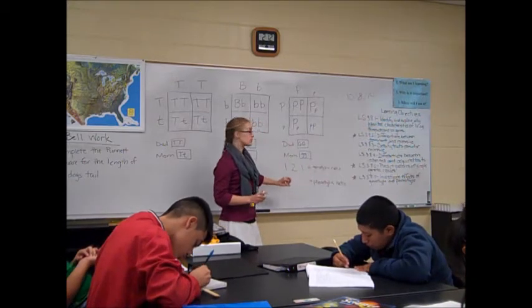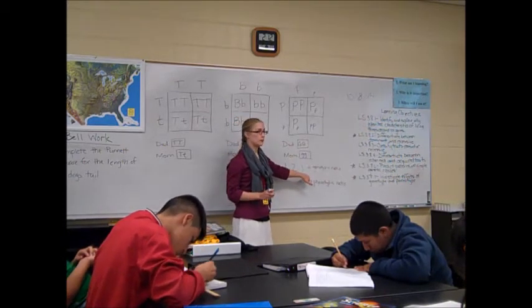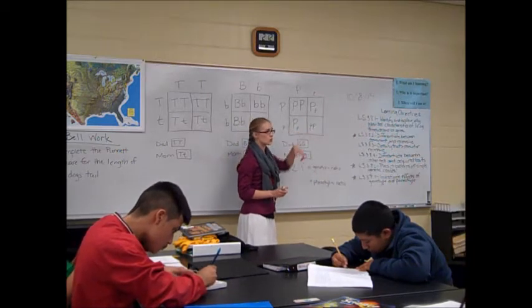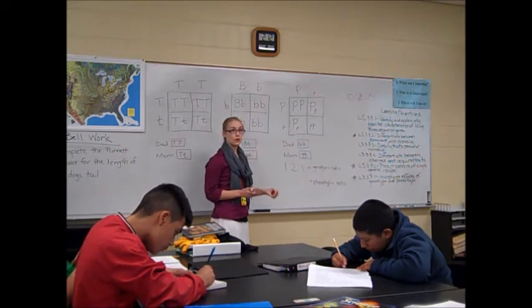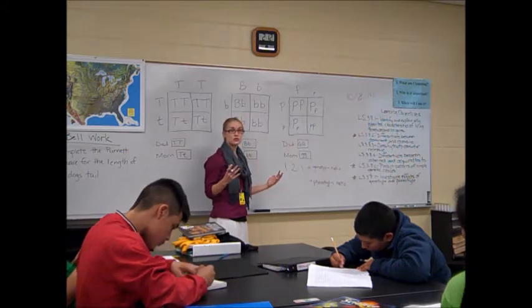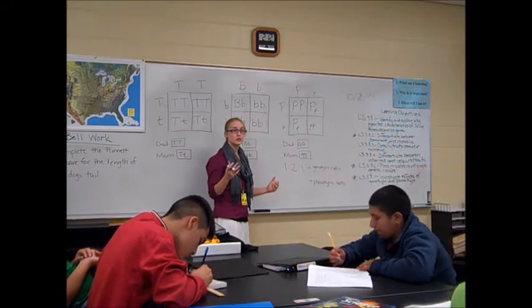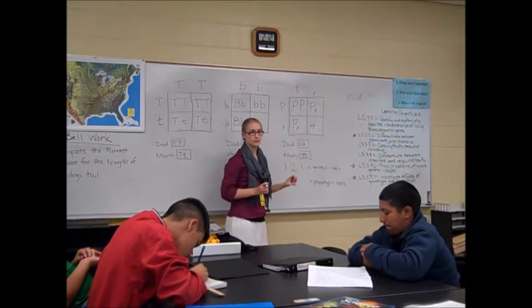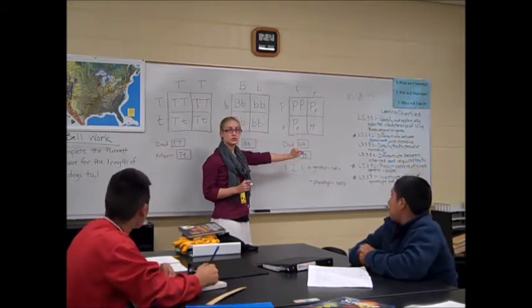And if you notice, if I add these numbers, what do I get? 4. How many squares do I have in my Punnett square? 4. So that's an easy way to check yourself: when you're done with your ratios, if they add up to being 4, that means you've represented each of the offspring. And that's my genotypic ratio.